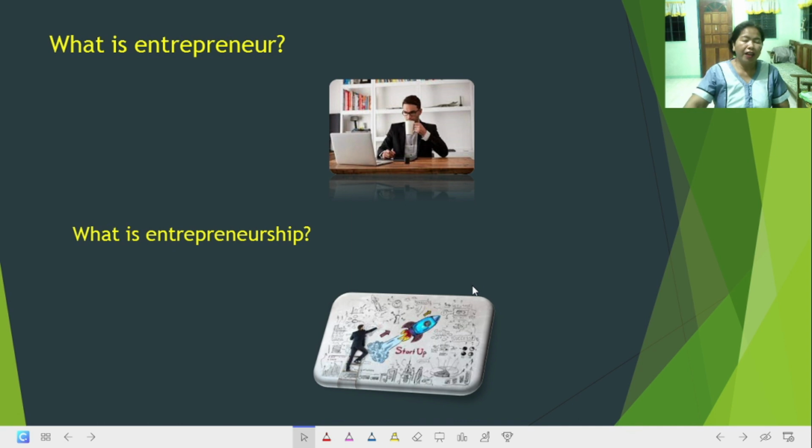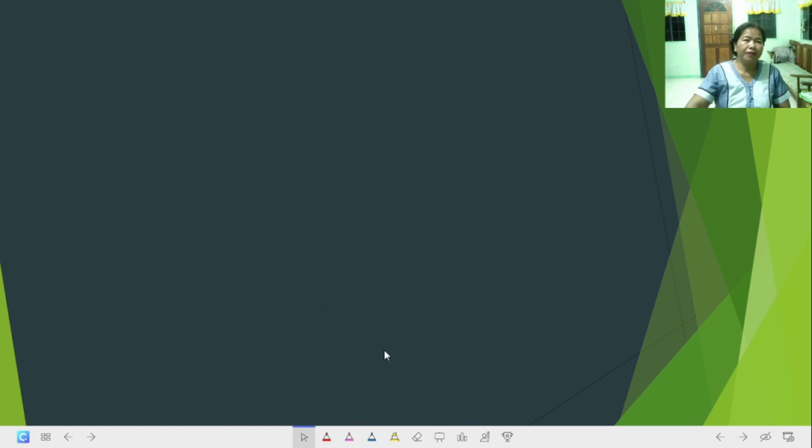Okay, if you have just noticed the picture which is representing entrepreneurship, there is a man climbing upward, meaning he is reaching his goal. Okay.